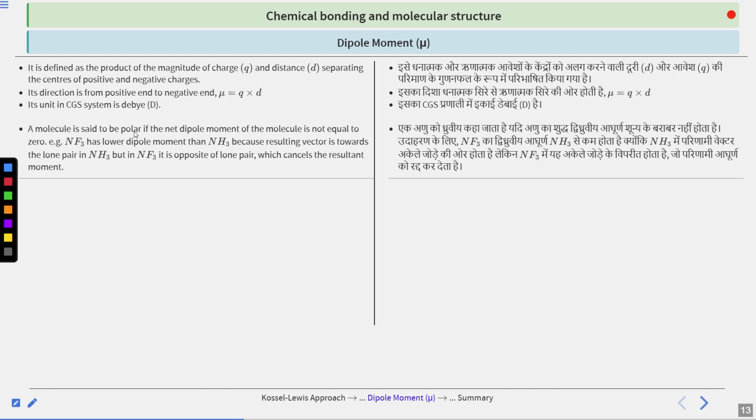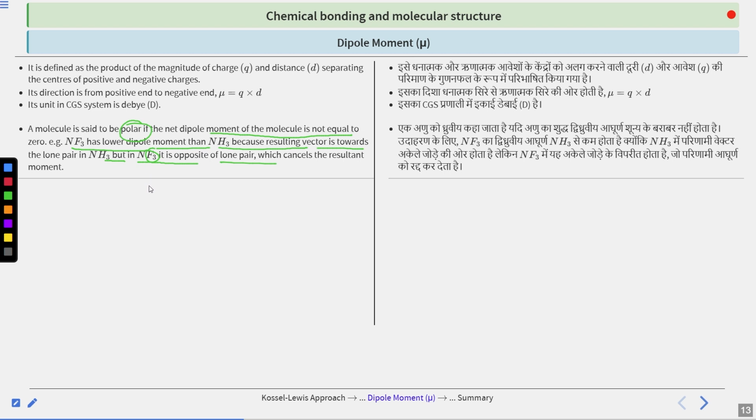Now our molecule is said to be polar if the net dipole moment of the molecule is not zero. Like in the case of NF3, it has a lower dipole moment than NH3 because the resulting vector in NH3 is towards the lone pair, but in NF3 it is opposite to the lone pair because of the high electronegativity of fluorine. It is towards the fluorine atoms. But in the case of hydrogen, hydrogen is much less electronegative, so most of the electron density is towards the lone pair and the dipole moment is directed toward that.